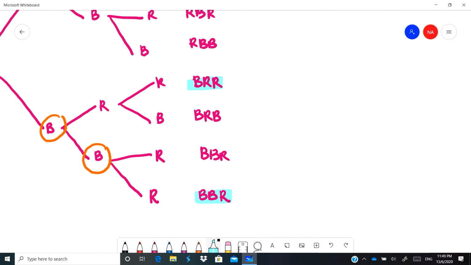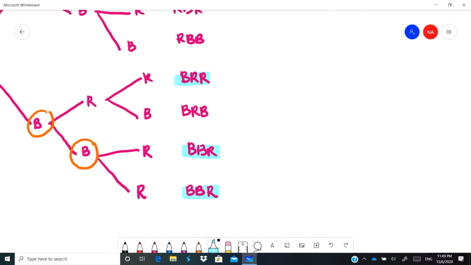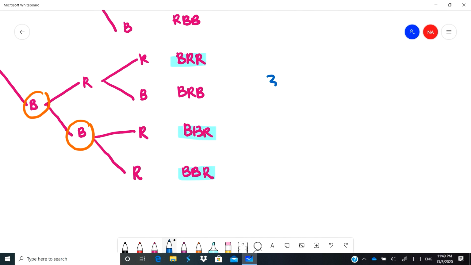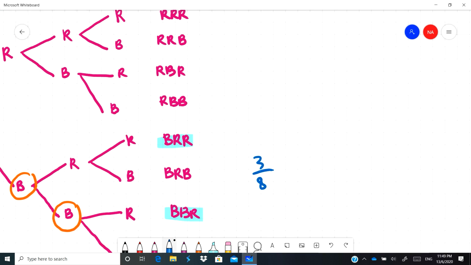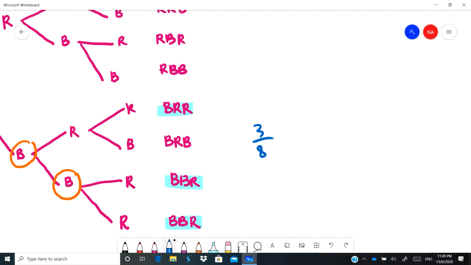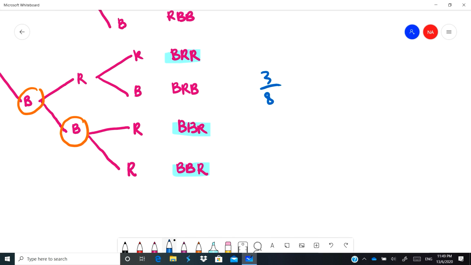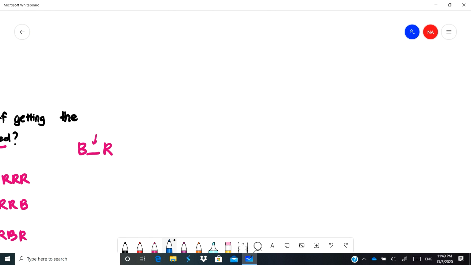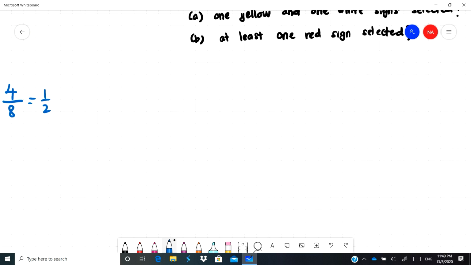So B at the front, something like this, right? So we have 3, so 3 out of 8. 1, 2, 3. Yes, 3 out of 8. That's the probability. All right, so let's have a look at the next example.